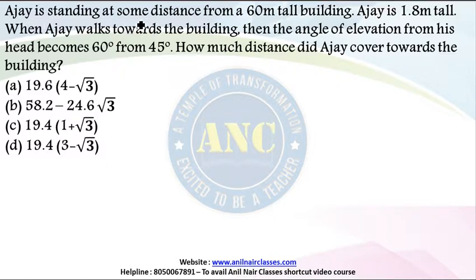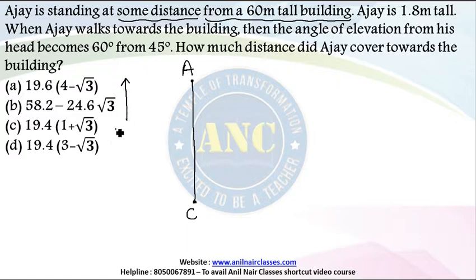Ajay is standing at some distance from a 60-meter tall building. That means there is a building. Let me name that building as AC. The height of this building is given according to the question as 60 meters. Okay, that is point number 1.